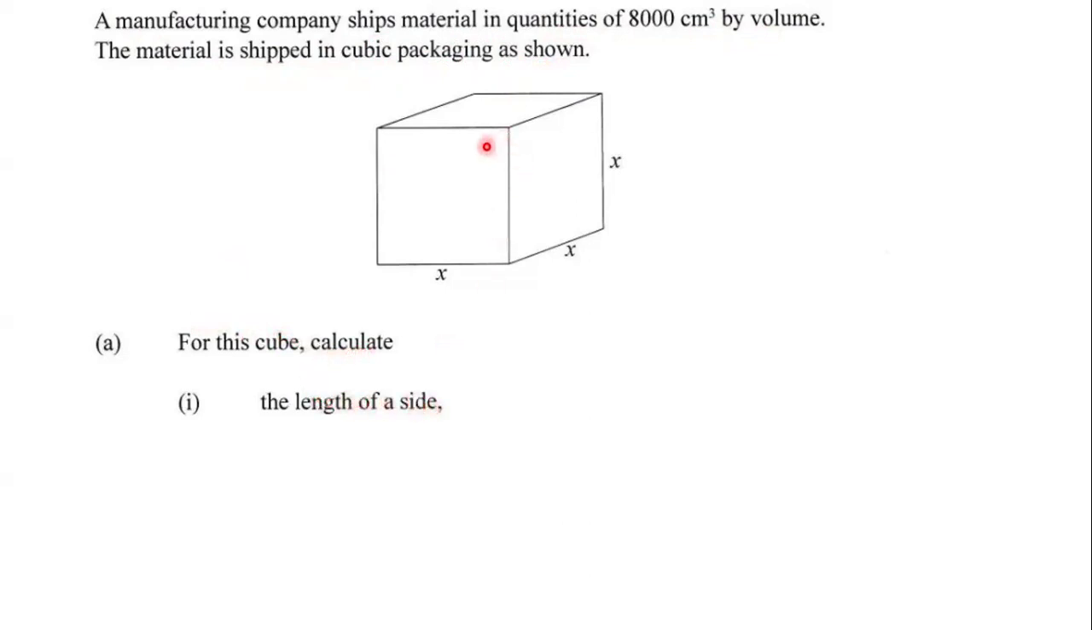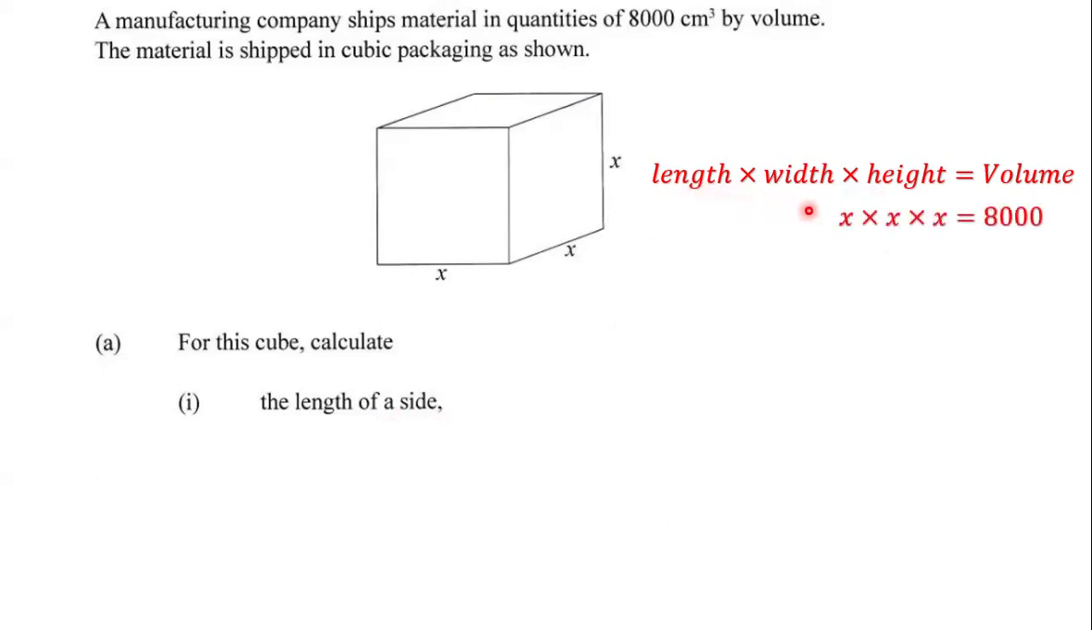And so here we have this cube, and this is x, and this is also x. What we need to figure out is the length of the side. But what do we know? Well, we know that the volume of this cube is equal to length times width times height. What is the length in this case? The length is x. The height is x. The width is also x. And so we have that x times x times x is equal to 8,000.